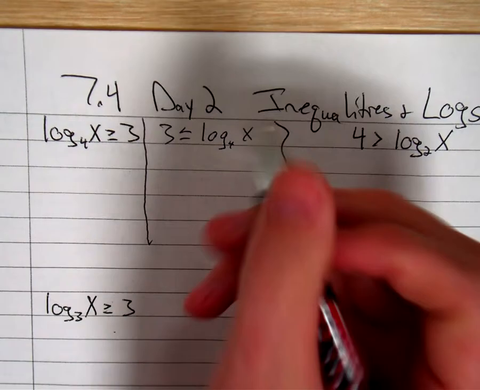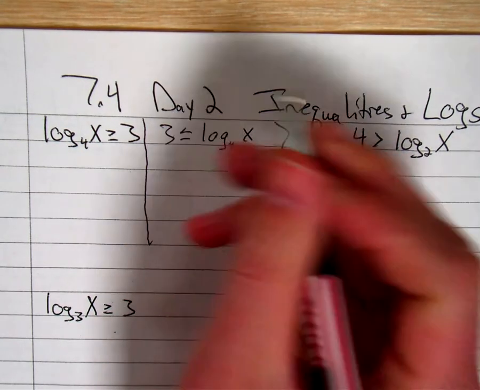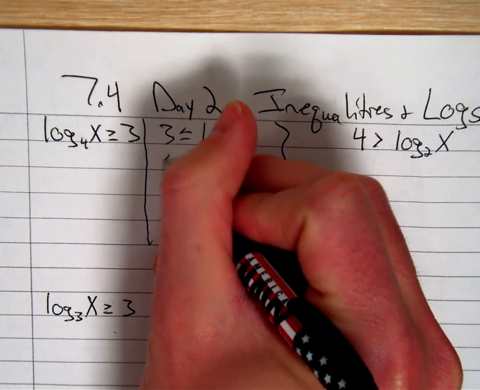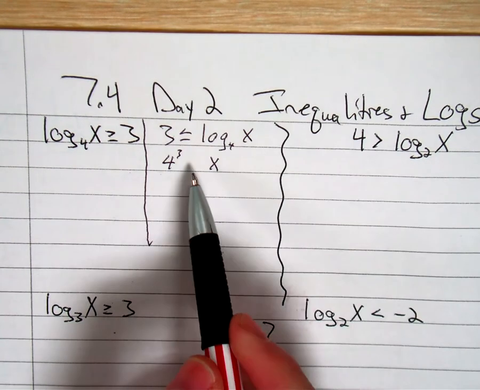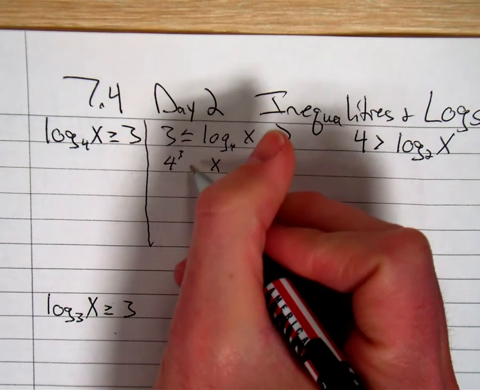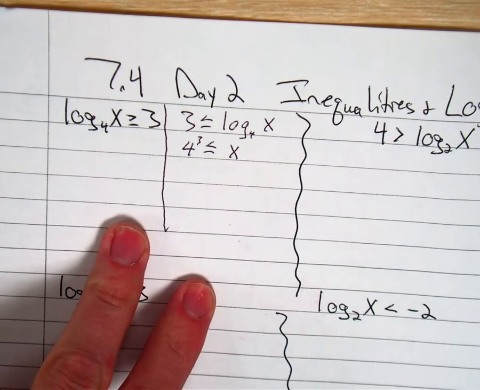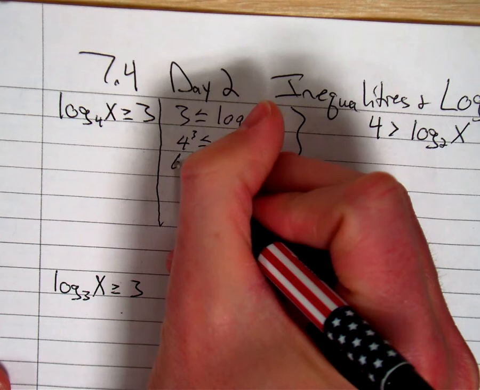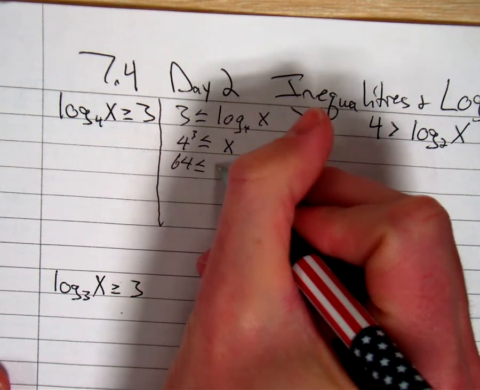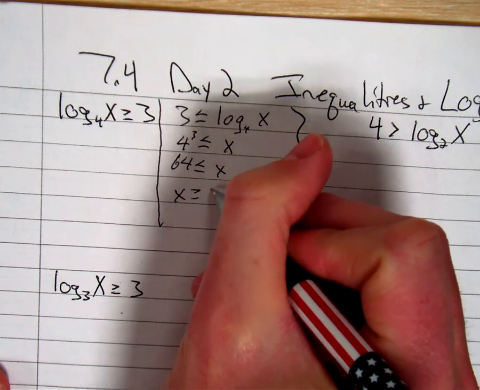Now I can do this a little easier. 3 is the power of 4 that gets me x. So 3 is the power of 4, 4 to the third power, and x. Now instead of an equal sign, we go with our inequality sign. Okay, 4 to the third power. 4 times 4 is 16. Times 4 a third time, 64. 64 is less than or equal to x. Or you could say x is greater than or equal to 64.